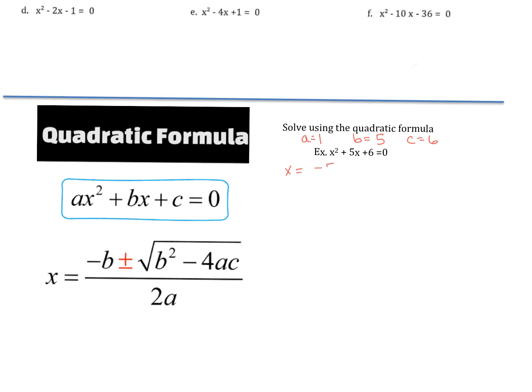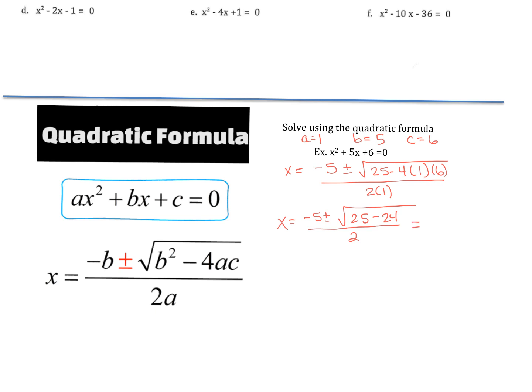X equals negative B, so negative 5 plus minus the square root of b squared, which is 5 squared, or 25, minus 4 times a, which is 1, times c, which is 6, all over 2 times 1. So x equals negative 5 plus or minus the square root of 25 minus 4 times 1 times 6, which is 24, all over 2.